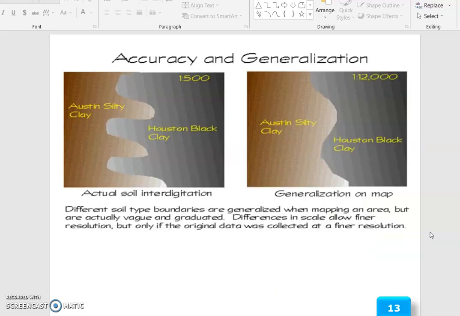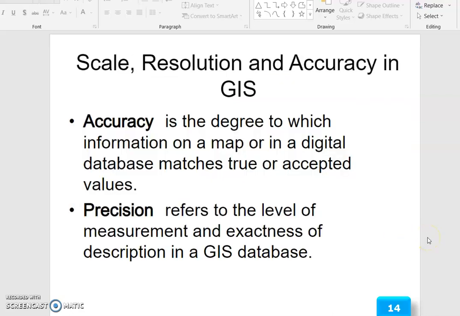So, accuracy and generalization. See the Austin soil map at 1 to 500, and here at 1 to 12,000. So Austin silt clay, Houston black clay. The different soil type boundaries are generalized when mapping an area, but are actually vague and graduated. Difference in scale allows fine resolution, but only if the original data was collected at a fine resolution. So this is the actual soil integration. This is the generalization on the map.